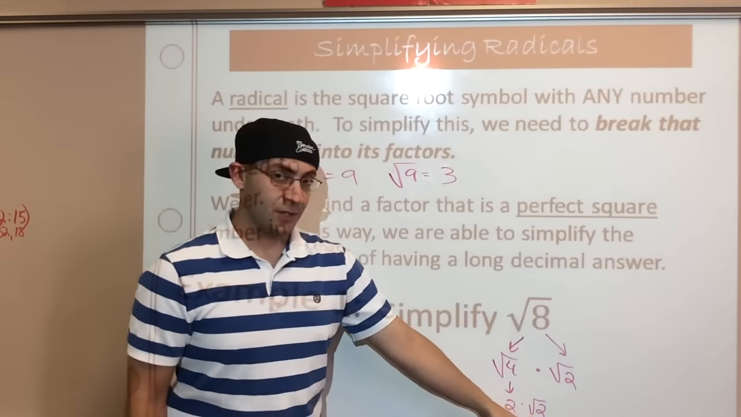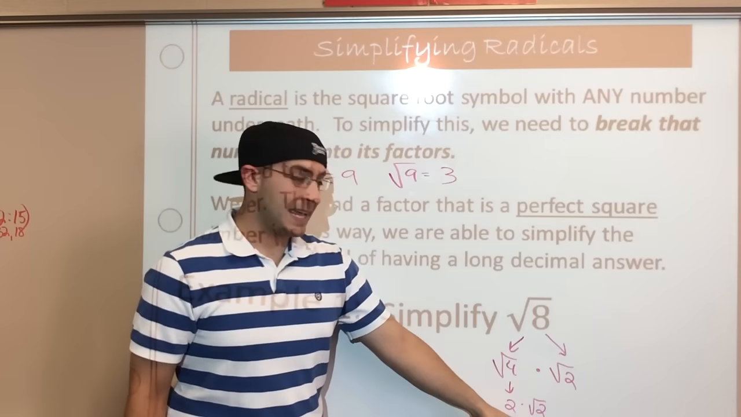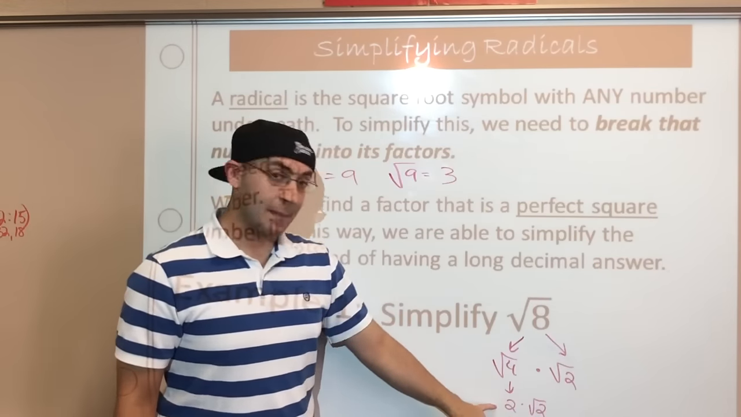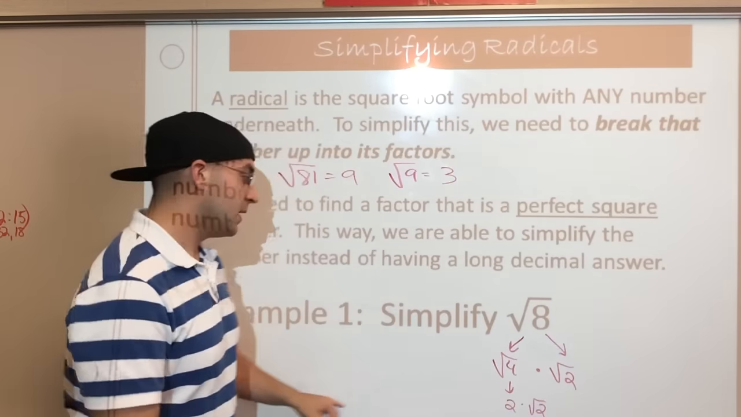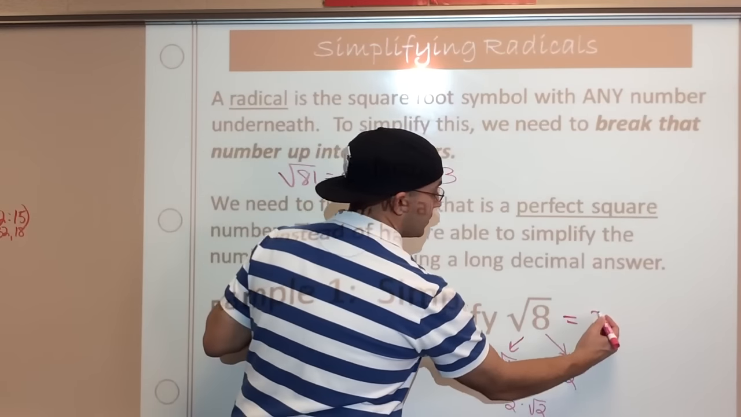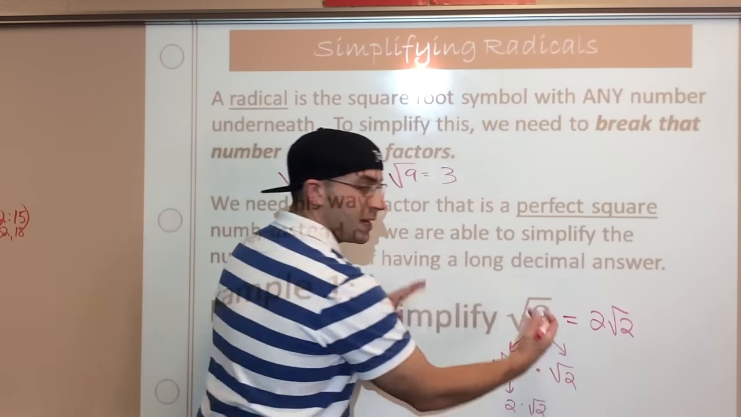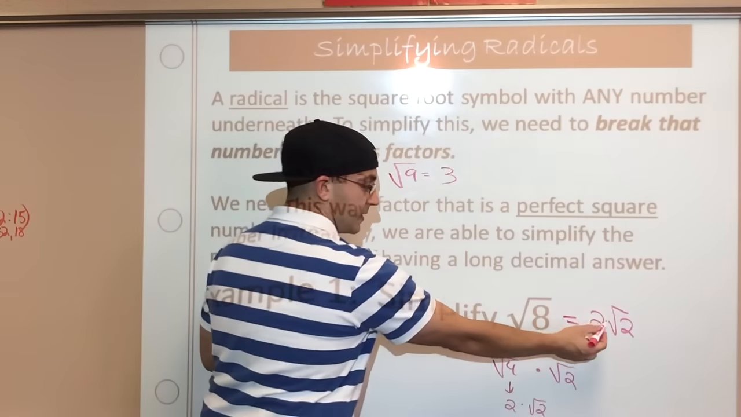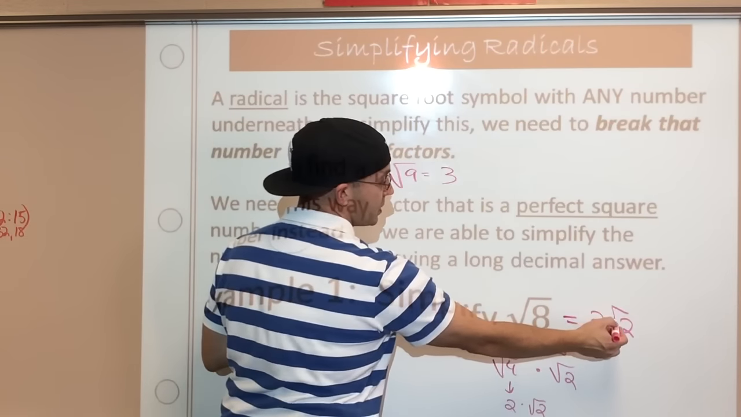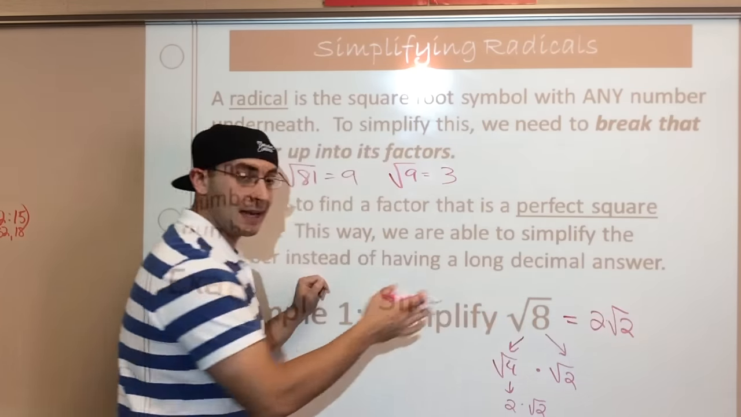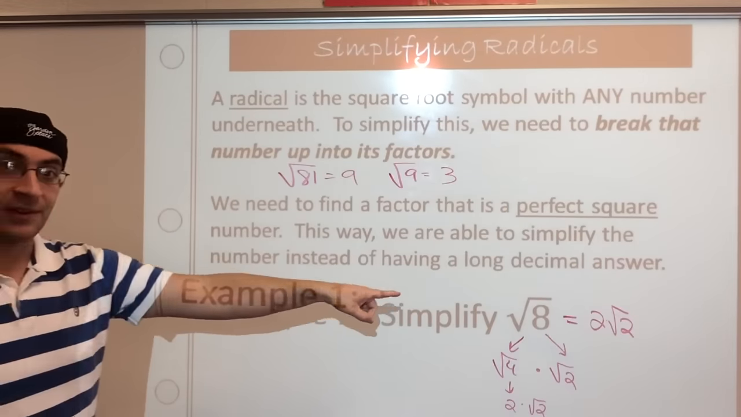The factors of 2 are 1 and 2. I can't break that down any further. So what I'm left with here is 2 root 2, which means my answer is 2 root 2. And I just push those together. I don't have to put the multiplication sign here. I can just leave it as that. So that's the simplified form.